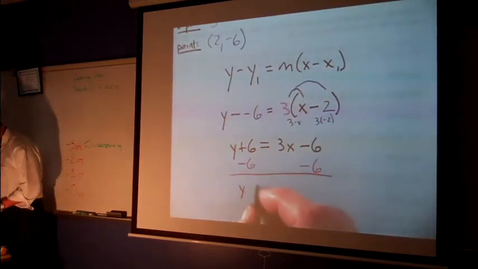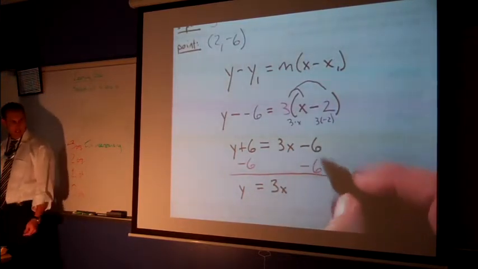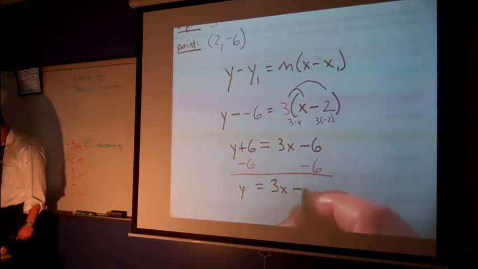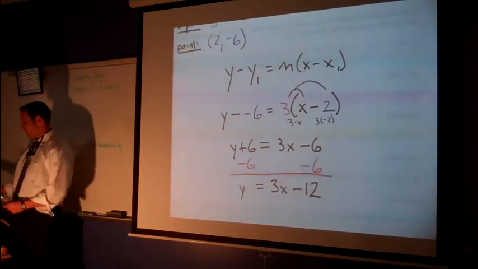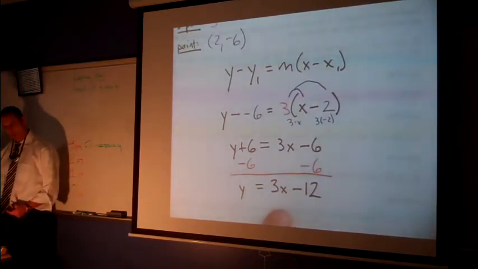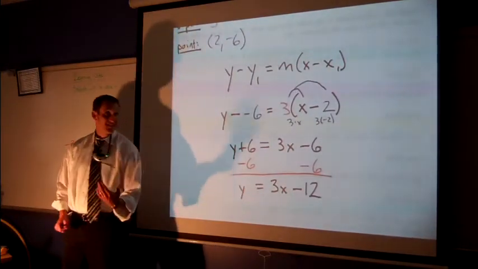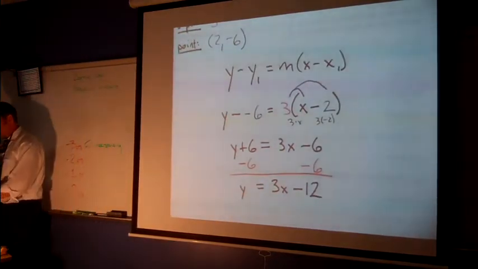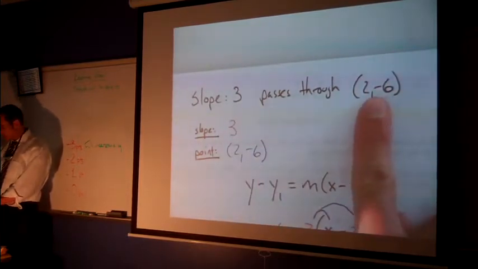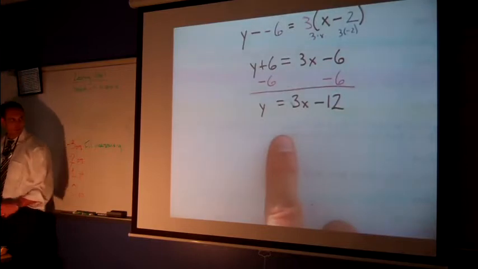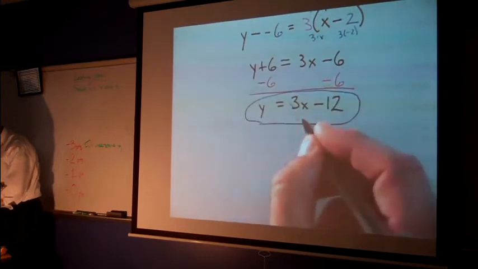So I will be left with y equals 3x, and then just work this out. Negative 6 minus 6, it's not 0, it's negative 12. So the equation of the line that we have is now in slope-intercept form. This is our equation. So the equation of the line that has a slope of 3 passing through (2, -6), the equation of that line is y equals 3x minus 12. And we used point-slope form to get us there.